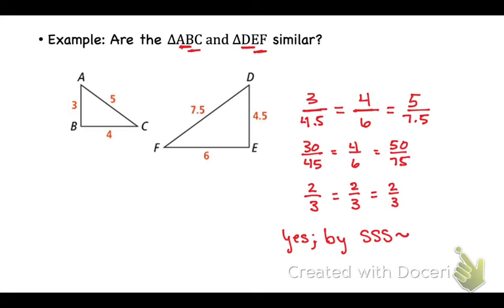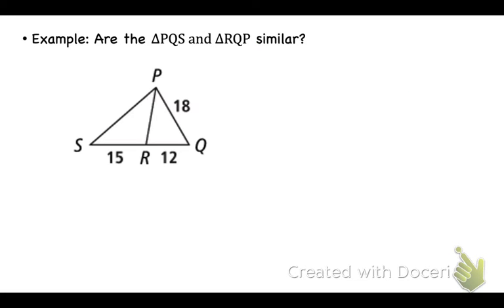Make sense what we just did? Okay. Questions before we move on to the next example? Okay, so how many triangles do I have in that picture? 3. So let's look at which ones they actually want us to look at. So PQS, that's the big one, right? And RQP is the little one to the right. So I need this triangle right here.